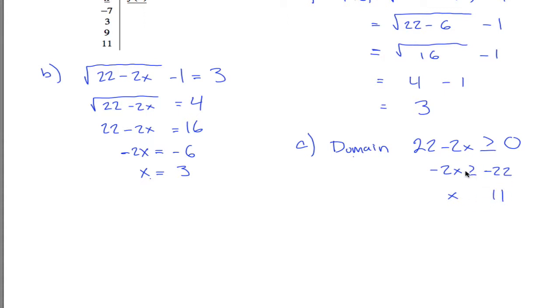But be careful: anytime you're dealing with an inequality, if you multiply or divide both sides by a negative number, you've got to flip the sign around. So my domain is all x's that are less than or equal to 11. In other words, everything from negative infinity all the way up to 11. And I want to include 11 because it's less than or equal to 11. Here's my domain in interval notation.